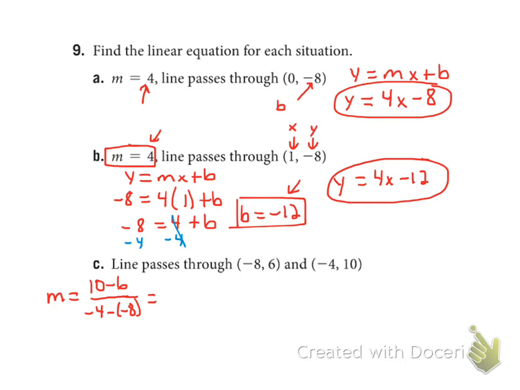10 minus 6 is 4, over. Now minus negative 8 is really the same thing as plus 8. So negative 4 plus 8 would be 12, not 12. Negative 12, not negative 12. What the heck?